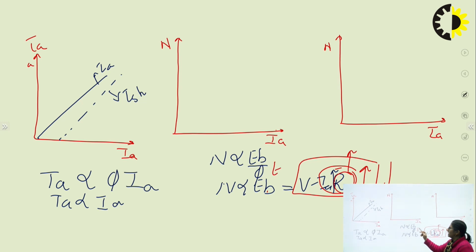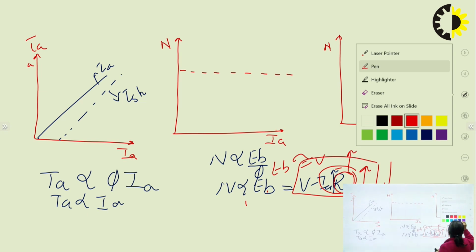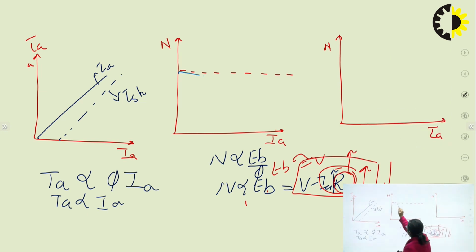So I may just say that EB is almost equal to V, which is a constant. So the speed is going to decrease, but it will not be significant, right? If this is the base speed, the no load speed of the motor, then when the armature current is increased up to the full loaded condition, I'll be getting a drooping characteristic, but it will not be very significant. So the speed will decrease, but it will not decrease significantly. It is a fairly constant speed.